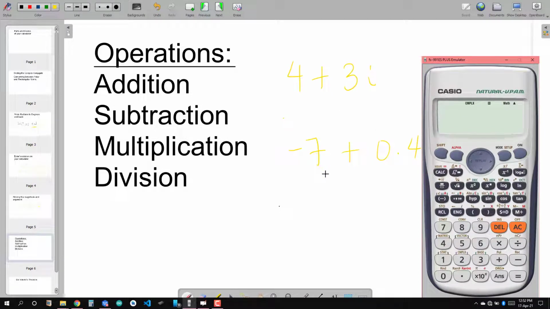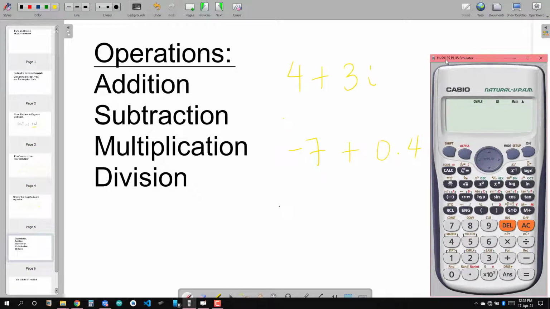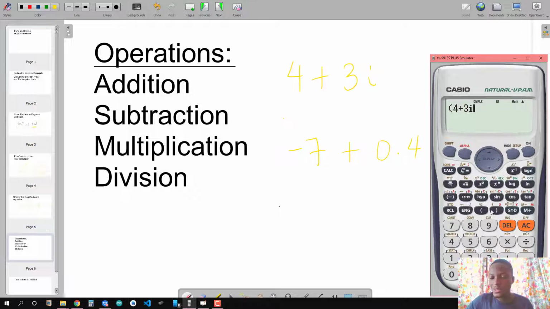So to add these two complex numbers, we simply enter 4 plus 3i, and always use brackets to separate your complex numbers. You will feel the effect of this, especially with multiplication and division. But I recommend that even with addition and subtraction, always separate your complex numbers using brackets so that you just get used to it. It's a common mistake that we usually make, so just let it be a habit.